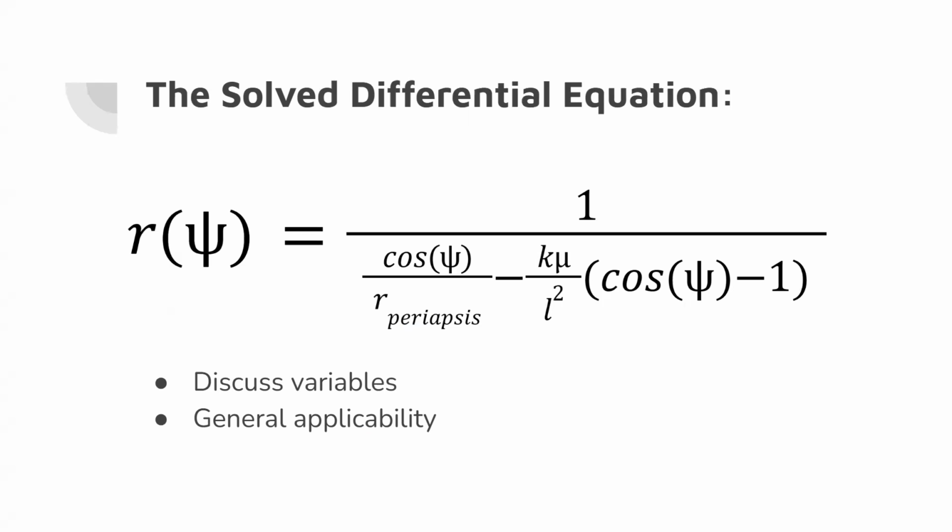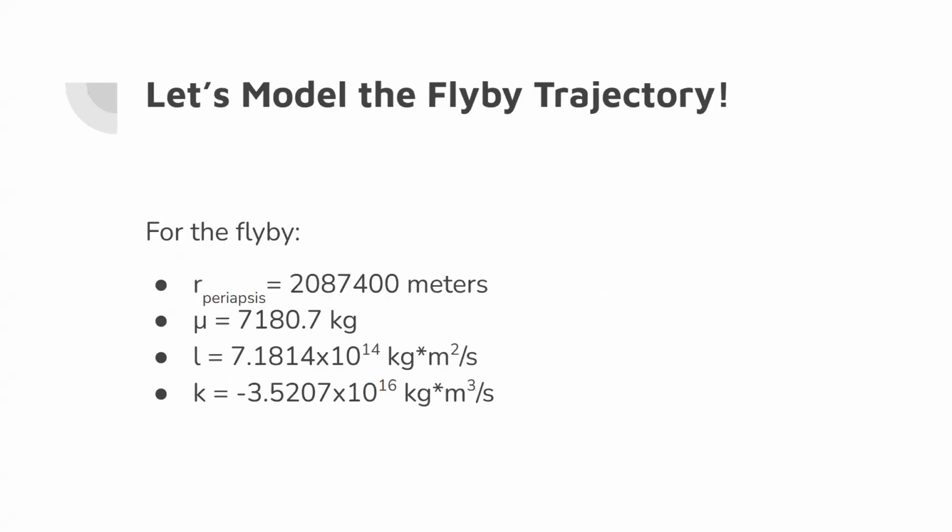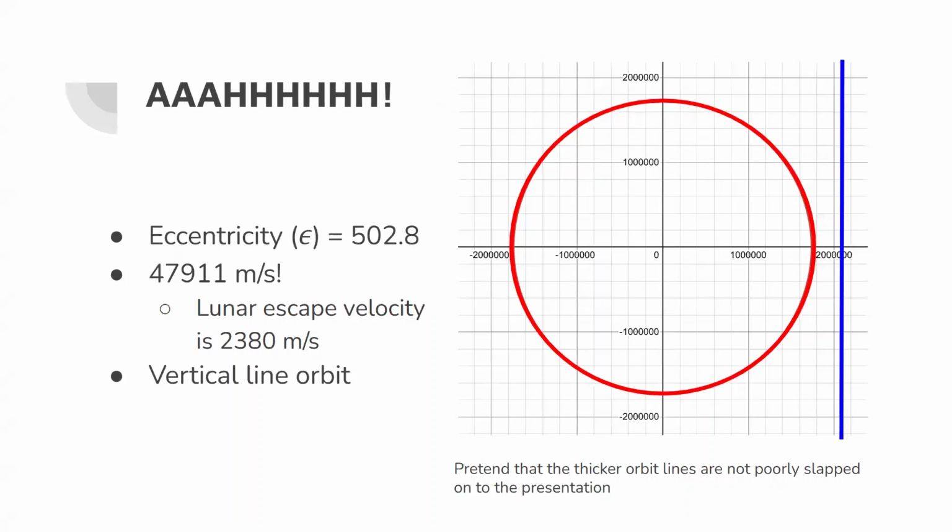And the nice thing about this equation is as long as you have the r at the periapsis, the angular momentum, and the reduced mass, you can pretty much use this for any orbit of any body around any other body. So it has very wide applications that you can use beyond just a simple lunar orbit. And now to model the trajectory, I just have to have these four values, which are all right there. The one small issue is I get this horrific abomination.